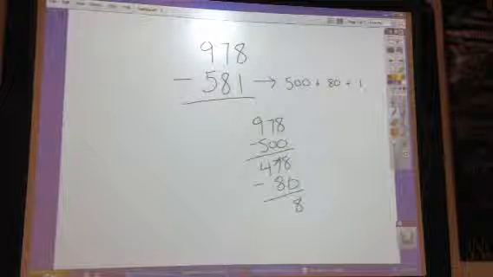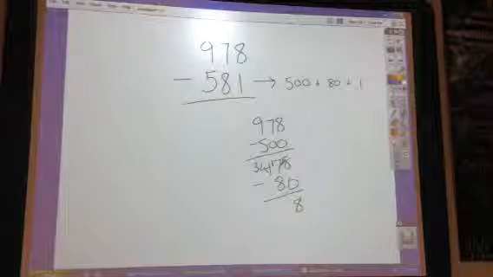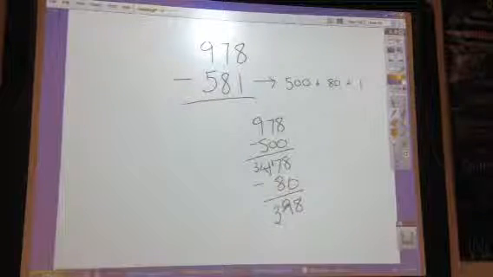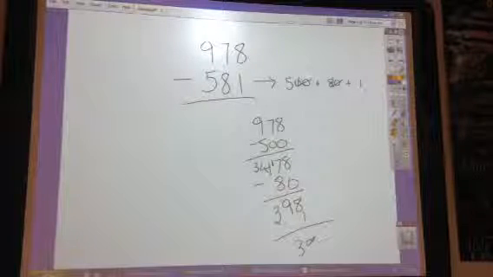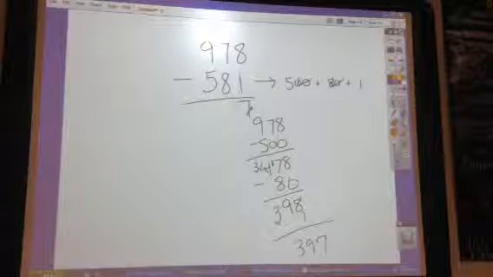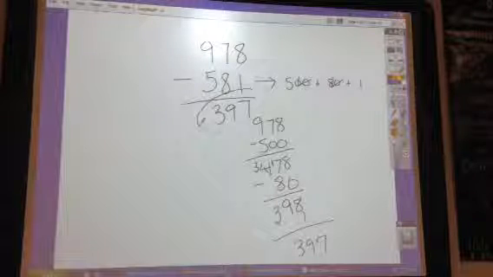So I need to borrow here, so I'm going to borrow 100 from here. So now I have 17 tens. 17 minus 8 is 9. And 3 minus nothing is 3. So here we have 398. So we've done the 100 spot, we've done the 10 spot, and now to the ones. So our answer is 397.